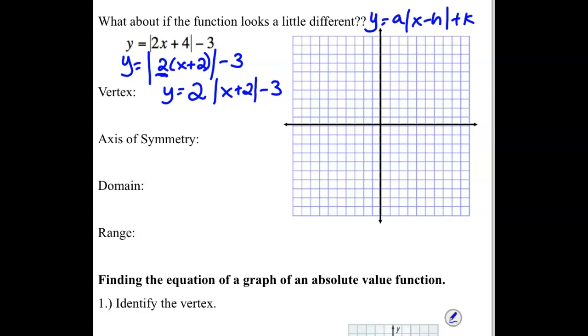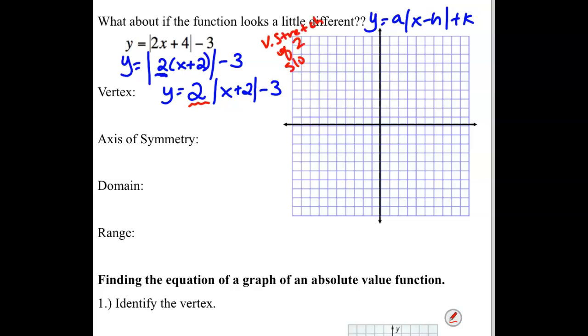So again, let's analyze this. Our first 2 here means we have done a vertical stretch of 2. That means the slope on the right is going to be a little steeper. It's going to be a 2 instead of a 1. We have moved left 2 and down 3. So our vertex, instead of being at the origin, is going to go left 2 and down 3 and land there. Coordinates of that would be negative 2, negative 3. Our axis of symmetry always goes right through there. So it would have the equation x equals negative 2. Our domain is always all reals.